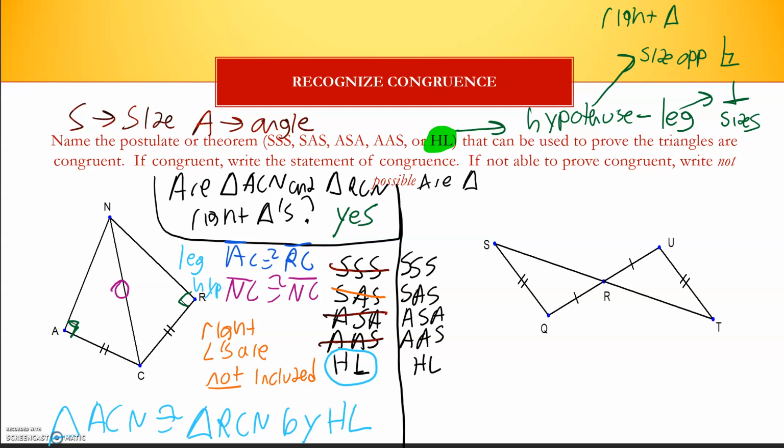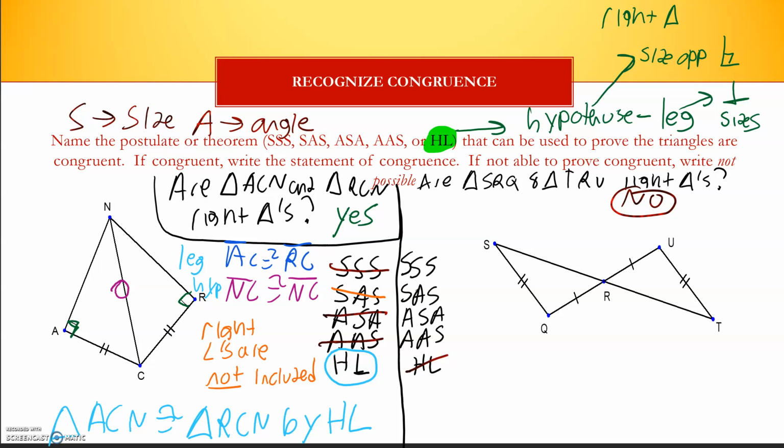Our triangle SRQ and triangle TRU, whoops, that should be TRU, right triangles? And the answer to that is no. There's no right angles marked. Right angles are not something we get to assume. HL is not going to be possible here. There can be no hypotenuse and leg without first a right angle.